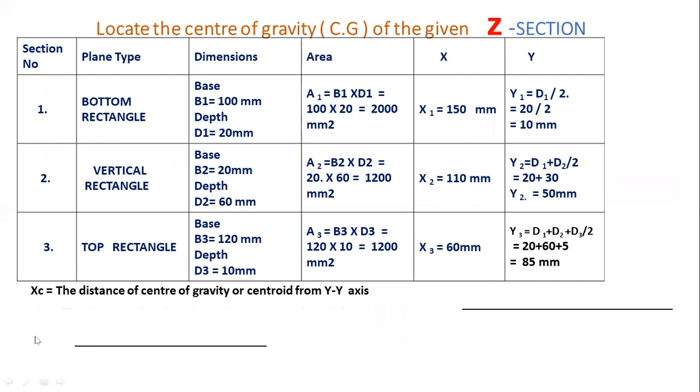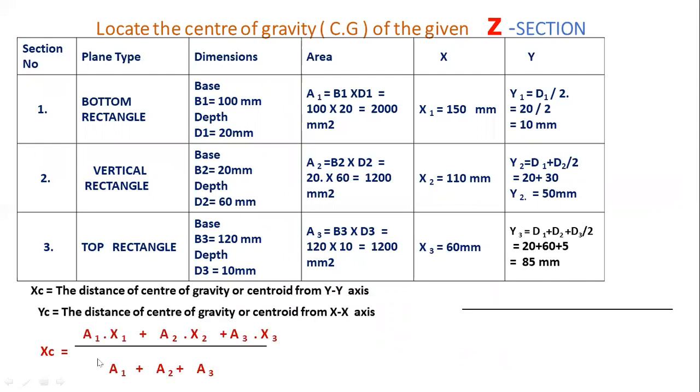Already we know that xc is the distance of the centroid or center of gravity of the entire Z section from the y-axis. Okay, a1 x1 plus a2 x2 plus a3 x3 by a1 plus a2 plus a3. Now you have to substitute these values. After substituting these values, you can get the value of xc. Okay, xc equal to 114.54 mm.